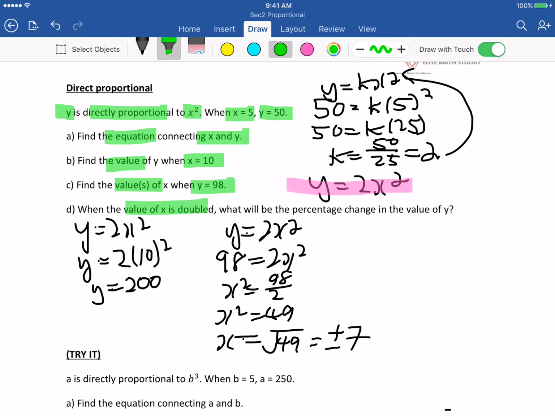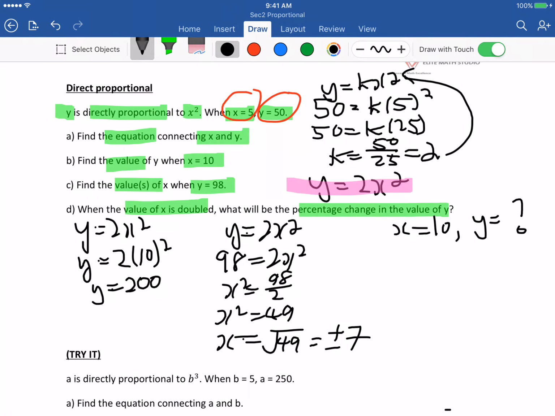When the value of x is doubled, find the percentage change in y. So let's look at this. We know that when x equals 5, y equals 50. The question says x is doubled. So what I can do is replace x by 10. Then you go and find the respective y value. So sub x equals 10 in the equation first. So y equals 2 bracket 10 square. So y equals 2 bracket 100. Y is equal to 200.